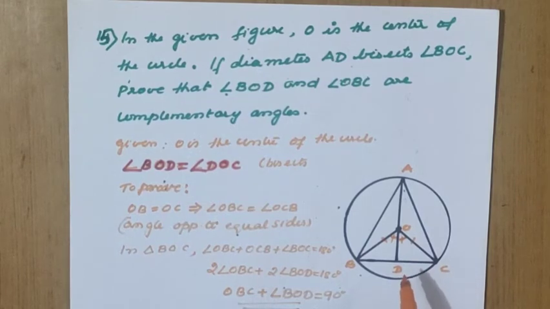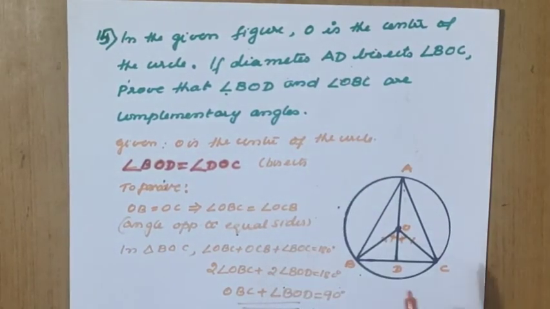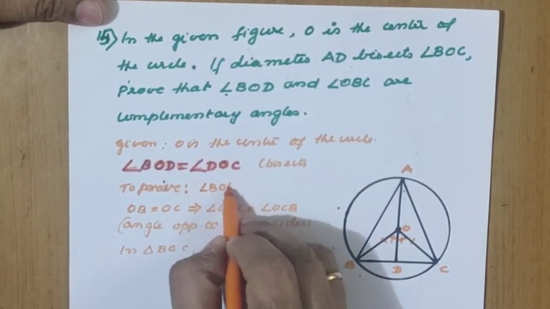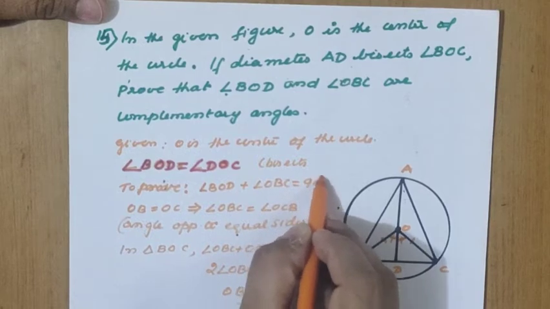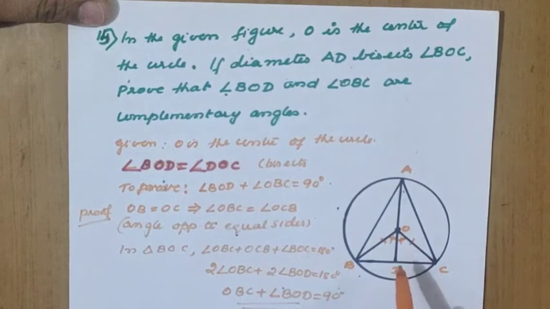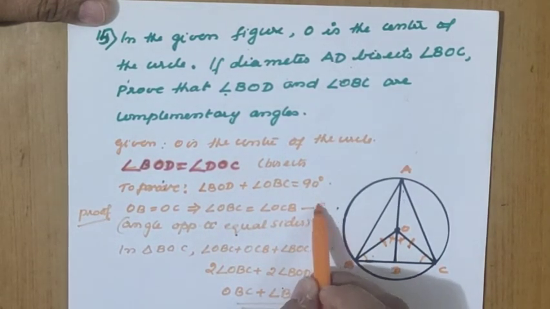Now what is to be proved? We have to prove that angle BOD and OBC are complementary angles. Angle BOD plus angle OBC equal to 90 degrees. Now the proof. What is the proof? OB equal to OC, right? So that means angle OBC equal to OCB. That means base angles are equal. What is the reason? Angles opposite to equal sides.